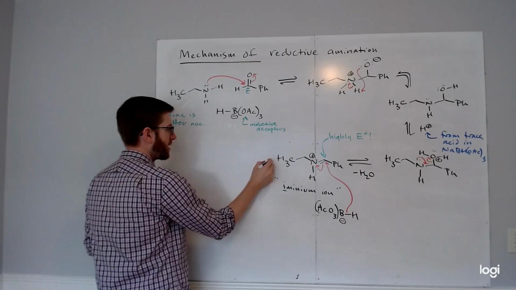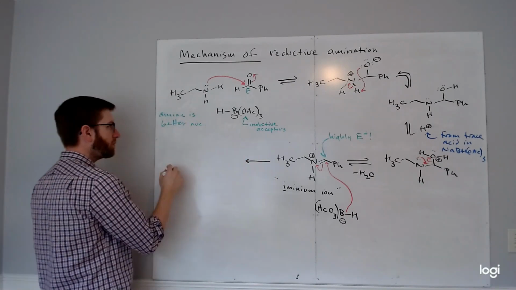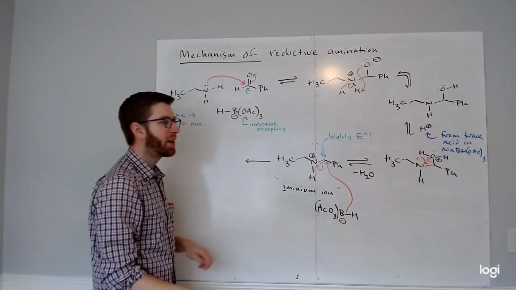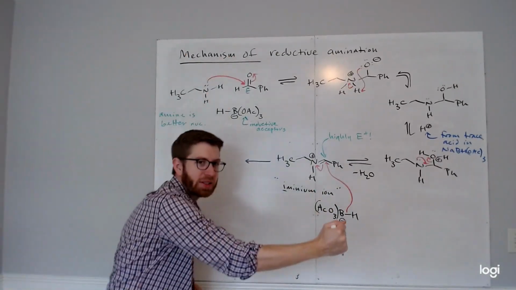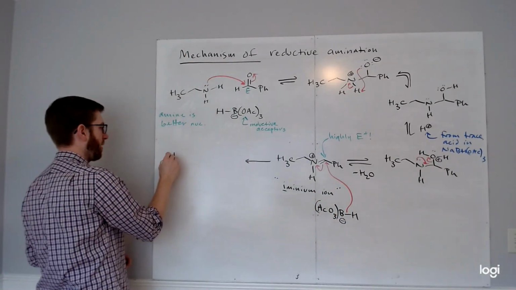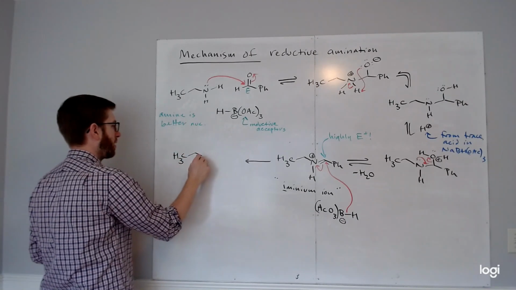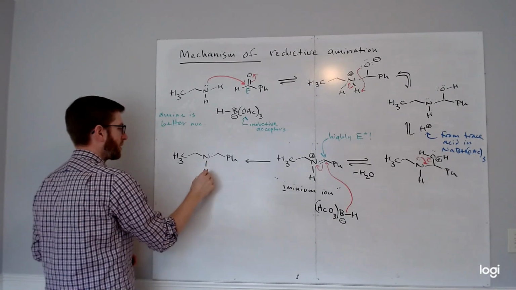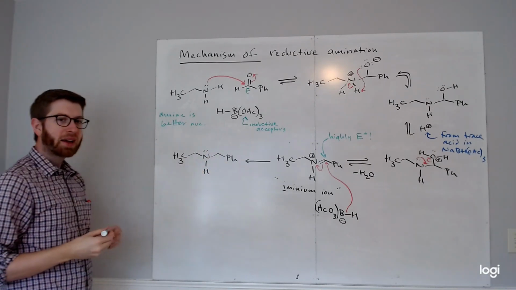And this last step is irreversible. So basically we're in all these equilibria, every once in a while we get some iminium ion, and then STAB like pounces and stabs it. Yes, that was cheesy, now I don't care. So that gives us our lone pair on nitrogen back.